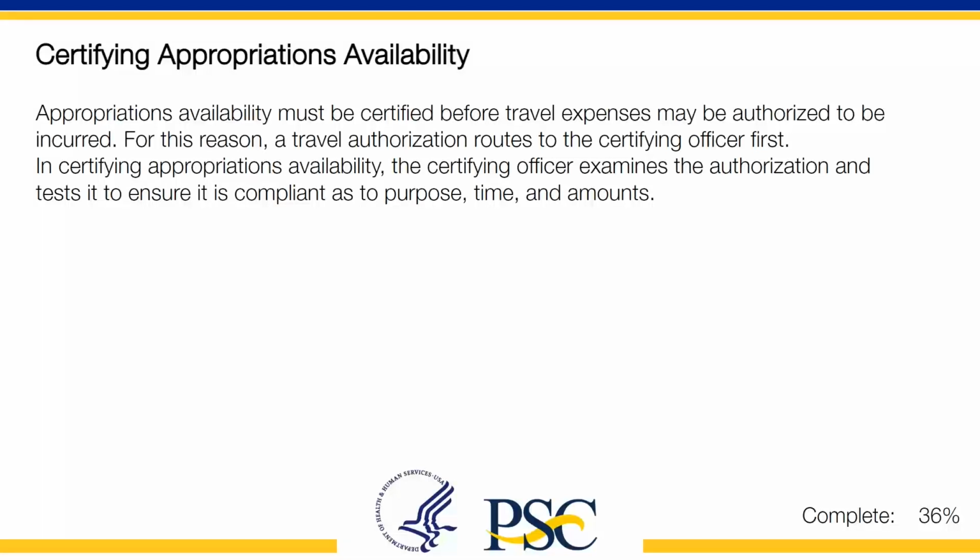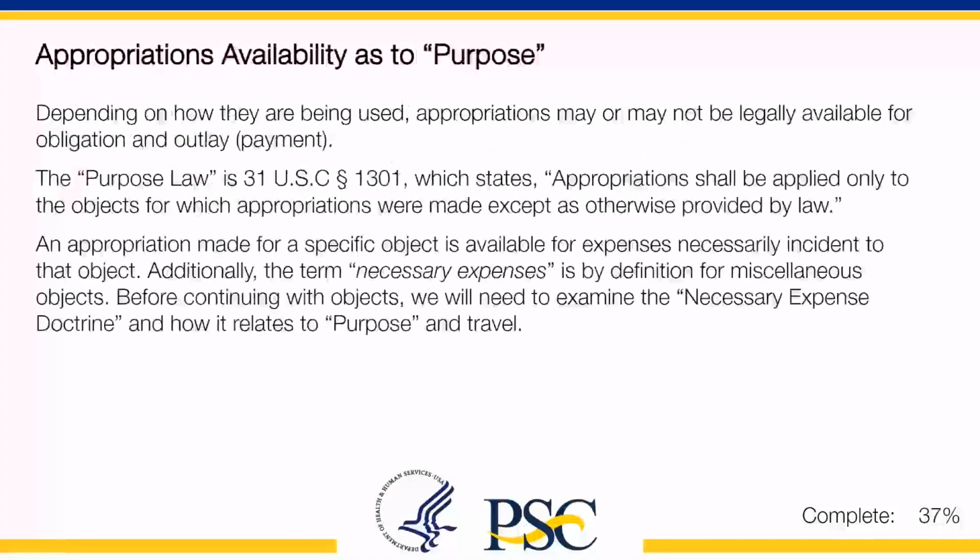In certifying appropriations availability, the certifying officer examines the authorization, and tests it to ensure it is compliant as to purpose, time, and amounts. Depending on how they are being used, appropriations may or may not be legally available for obligation and outlay payment. The purpose law is 31 U.S.C. Section 1301, which states, quote, "Appropriations shall be applied only to the objects for which appropriations were made, except as otherwise provided by law." End quote.